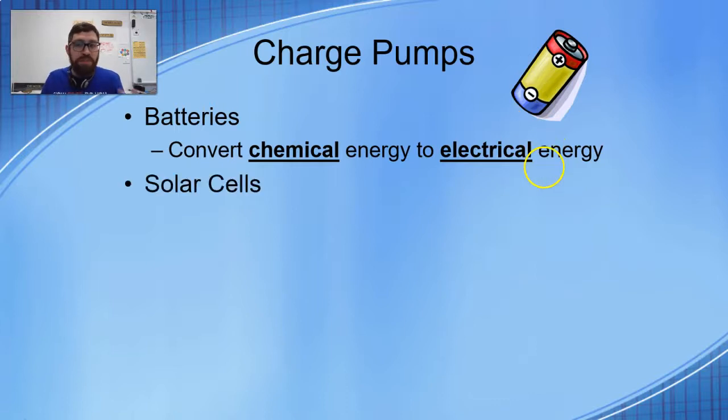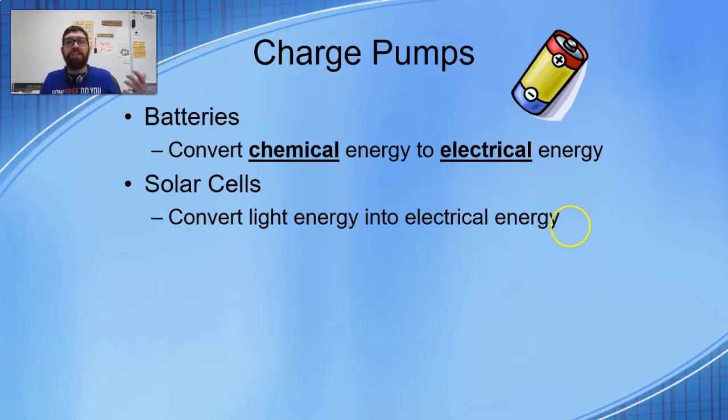Another charge pump is a solar cell. A solar cell is a device that converts light energy to electrical energy. You've got solar cells on a calculator. Some people power their houses. They have solar cells, solar panels on their houses. That's another form of a charge pump.